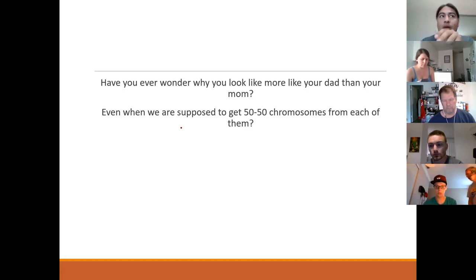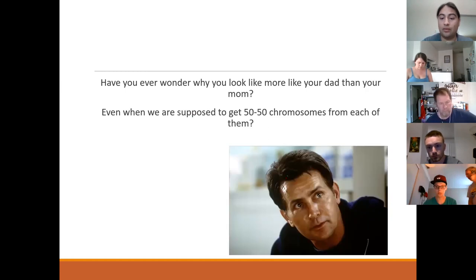But how come we look more like one parent? For example, I look more like my mom than my dad. So people wonder why we look more like one side than the other. Or sometimes we look like the average, exactly in the middle, with some features of my mom, some of my dad, one side of the family, one side of the other. So how does this happen?